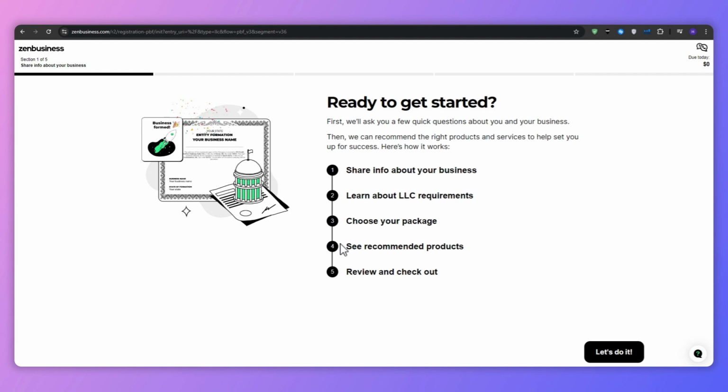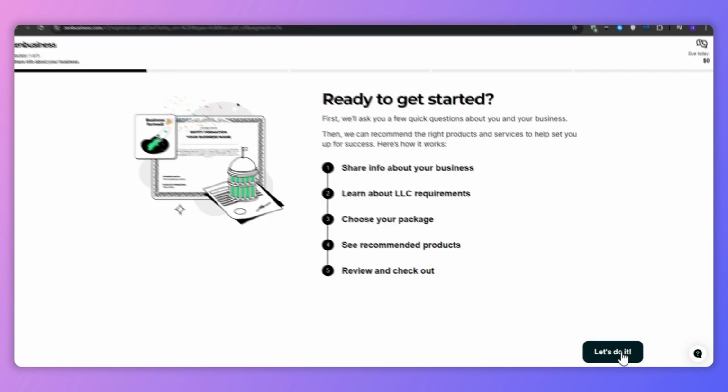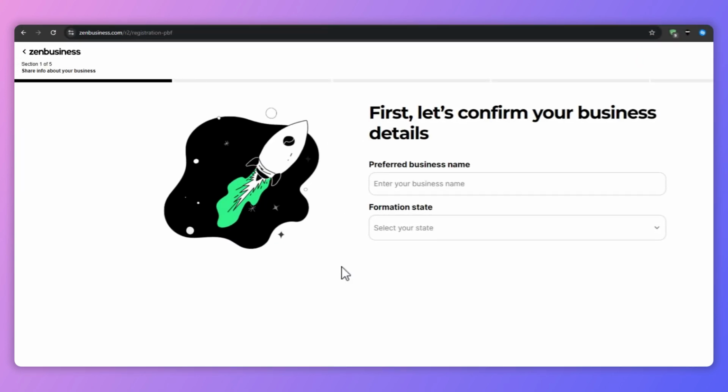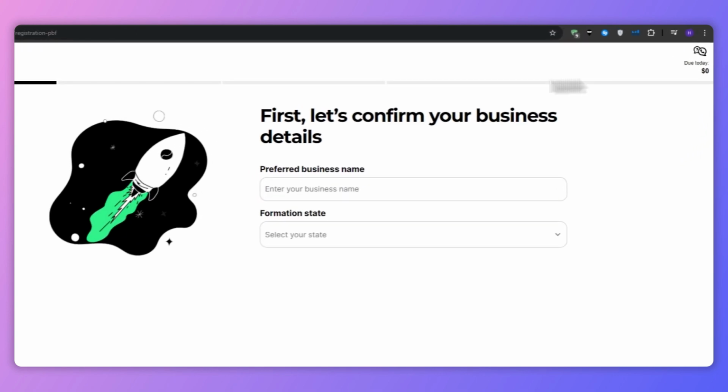ZenBusiness specializes in helping entrepreneurs start their businesses online. They handle the complex legal aspects, including business formation, tax compliance, regulatory compliance, website setup, and business banking. And of course, the best part is that you can do all of this from the comfort of your home.